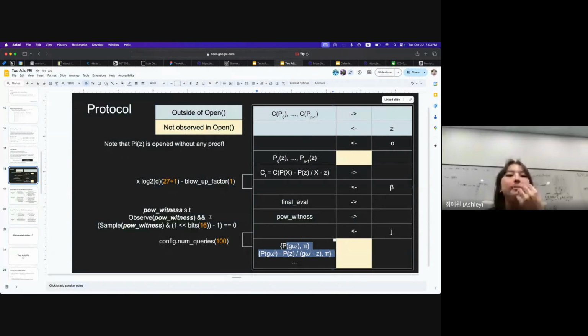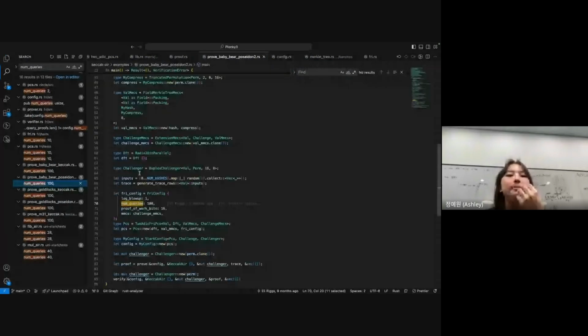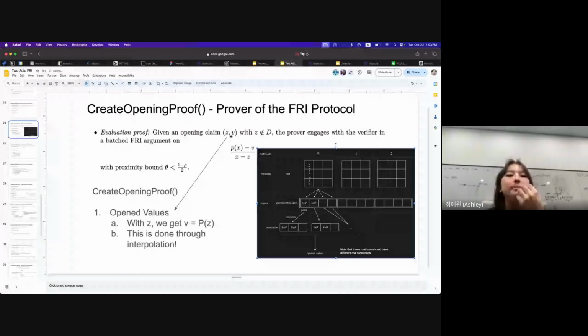So also, if you take a look at the code in Plonky3, there are a lot of things that make us confused because there's a four-dimensional vector. So it would be nice to explain why it is a four-dimensional vector. Oh, I can do that.